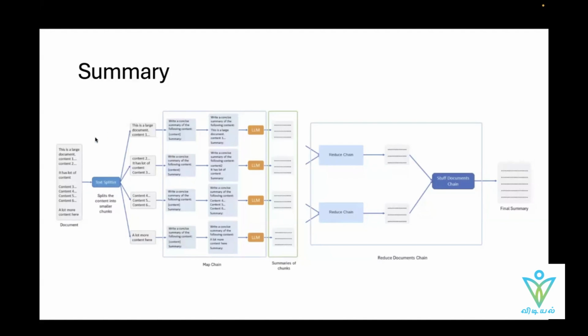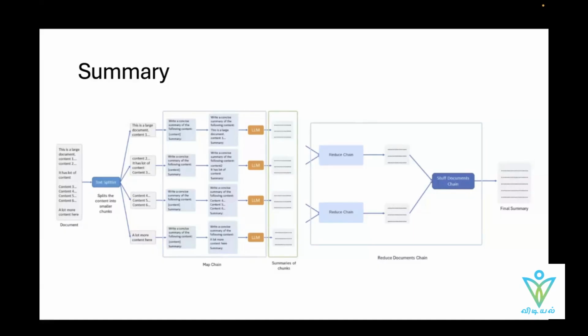We use a technique called map reduce, where this left side is the entire document. Now it's split into multiple chunks, and for each chunk, a summary is generated, because it can't read the entire book at once. And then all these sub-summaries of different chunks are combined step by step.